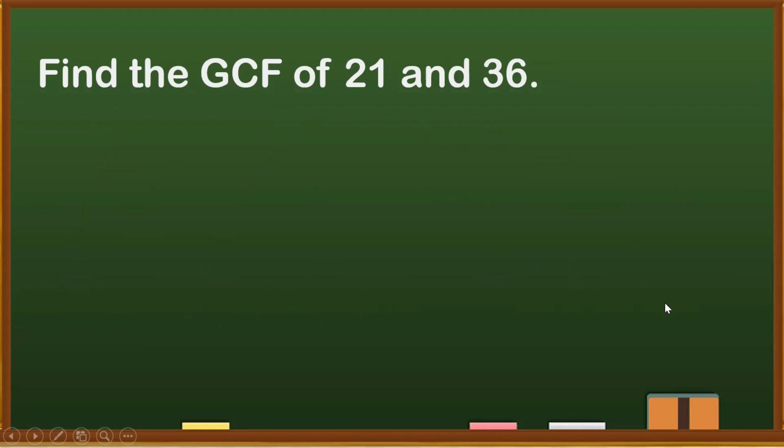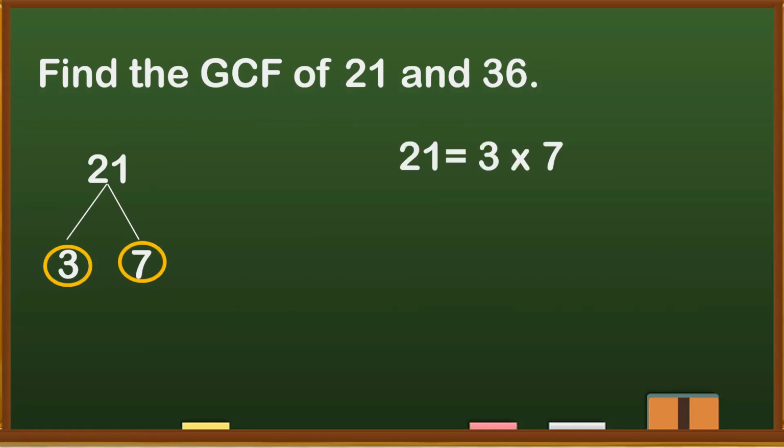Okay, another example. Find the GCF of 21 and 36. Okay, so kunin ulit natin yung prime factors of 21. Ano ba yung dalawang number that if we multiply those number, the answer is 21? Okay, so we have 3 times 7. And si 3 is also already a prime number, encircle natin, and also 7 is already a prime number. So, encircle na natin sila parehas. Okay, so the prime factors of 21 is 3 times 7.